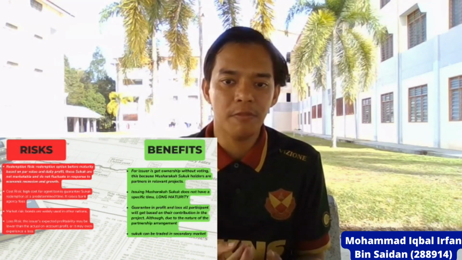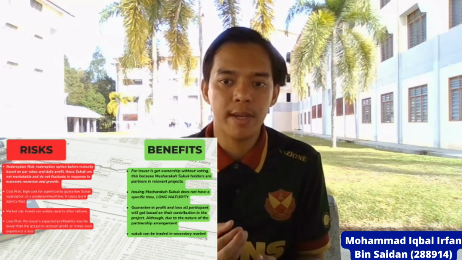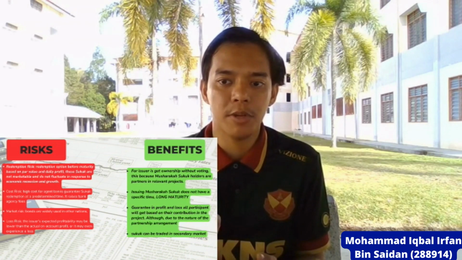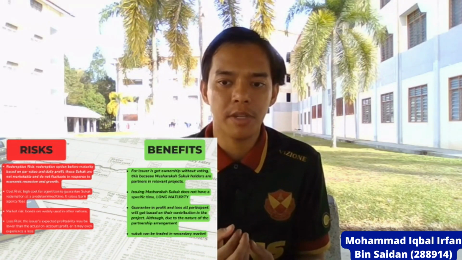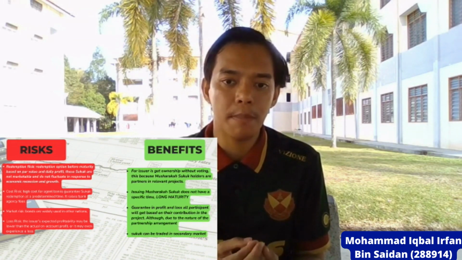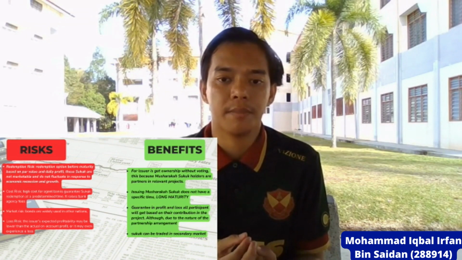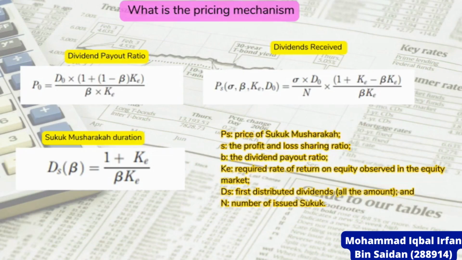The guarantee is in profit and loss. All participants will get profit based on their contribution in the project through the duration of the partnership agreement. Lastly, Sukuk can be traded at the secondary market. So this is how the Musyarakah Sukuk pricing mechanism works.